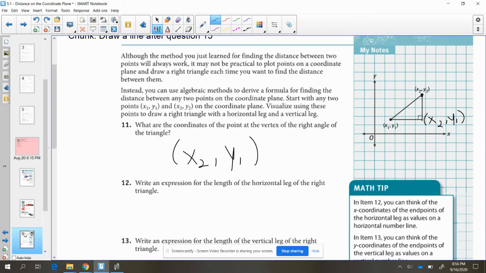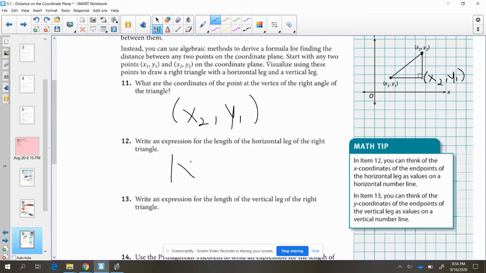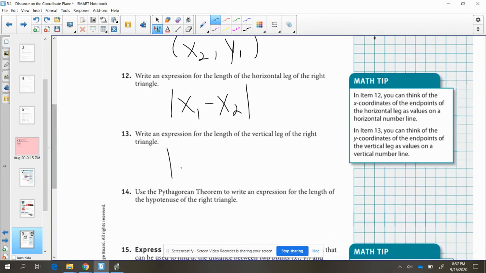And the distance then, no matter which way we look at it, the horizontal distance was what we counted, aka x1 minus x2's absolute value, right? That distance, that subtraction. And the vertical is going to be similar, y1 minus y2, the absolute value. Remember, distance is always a positive.